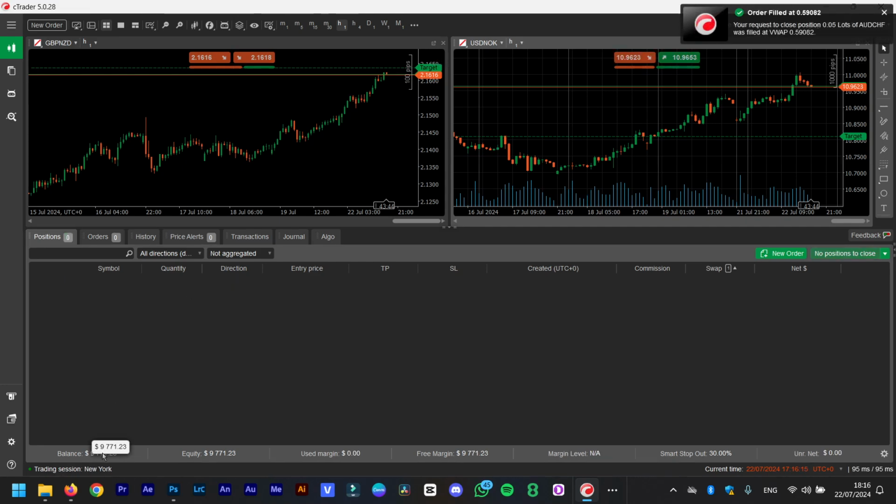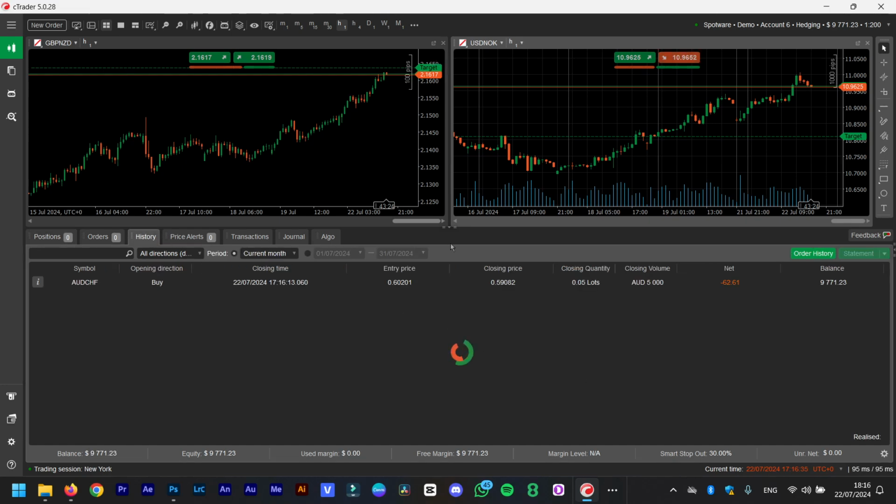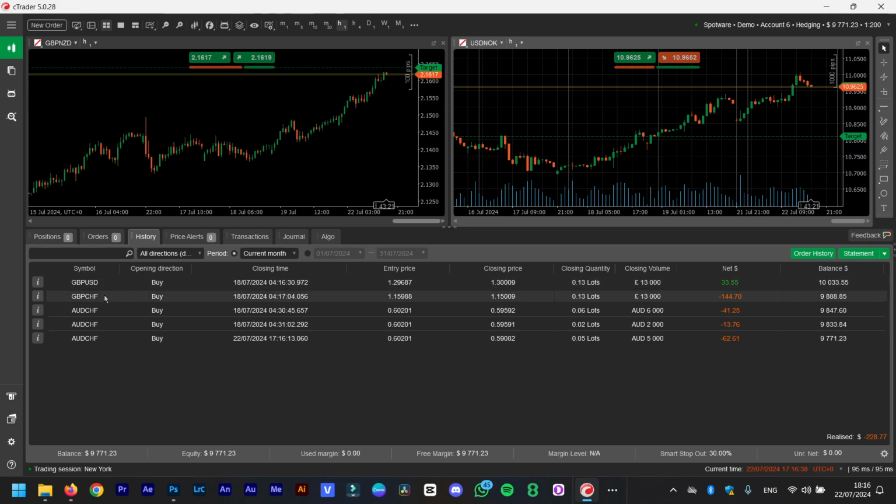Unfortunately, as you can see, we are negative almost $300 already because of those mistakes that were made. Just keep in mind that I was the one that closed the trade. I didn't close just a trade today, I also closed these trades a few days ago, and because of that, I realized a few losses. As you can see in the history of the chart, they're all CHF: AUDCHF, AUDCHF, AUDCHF, and GBPCHF. The only trade that I closed positive was GBPUSD.